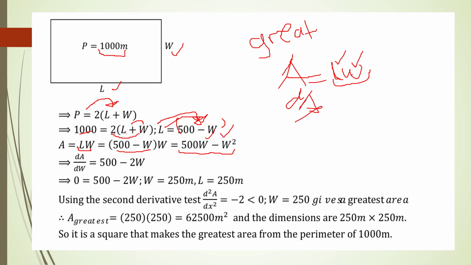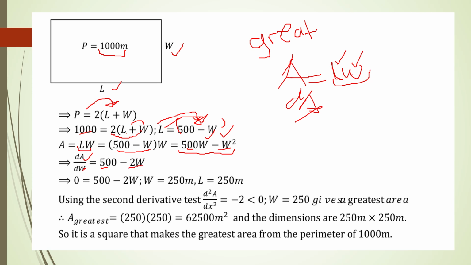So we have to get dA. We are differentiating A with respect to w. That's why we wrote dA/dw. If you differentiate 500w, you're going to end up with 500. And if you differentiate w squared, you're going to end up with negative 2w.